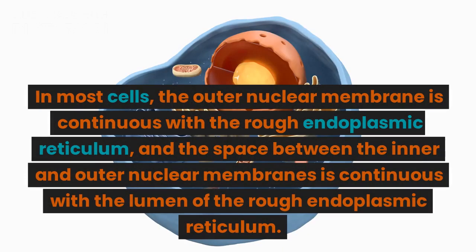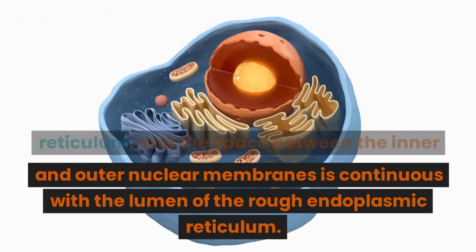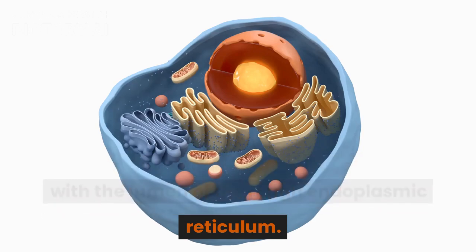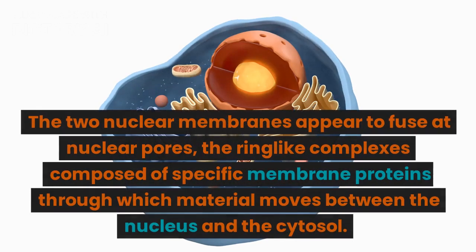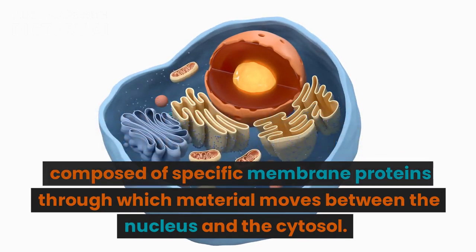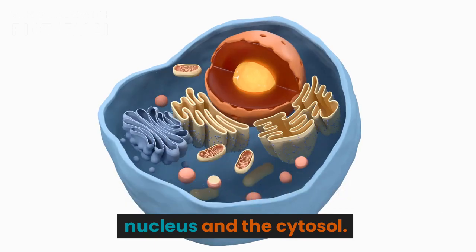In most cells, the outer nuclear membrane is continuous with the rough endoplasmic reticulum, and the space between the inner and outer nuclear membranes is continuous with the lumen of the rough endoplasmic reticulum. The two nuclear membranes appear to fuse at nuclear pores, the ring-like complexes composed of specific membrane proteins through which material moves between the nucleus and the cytosol.